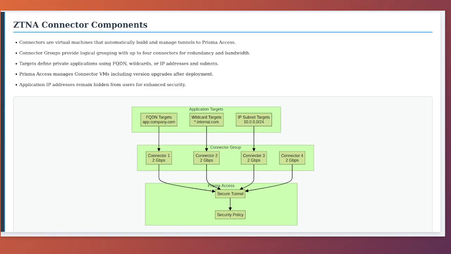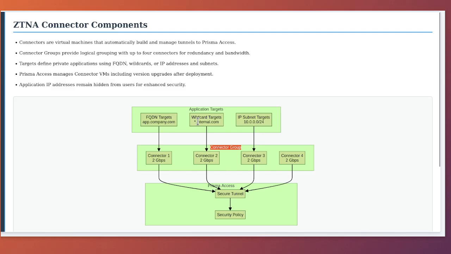Second, we have connector groups. A connector group is a logical grouping of connectors and applications. By adding multiple connectors in a connector group, you provide tunnel redundancy and increased bandwidth to the applications within the group. Each connector group supports up to 4 connectors. If you want to provide access to specific applications using different connectors, you place the connectors in separate groups.